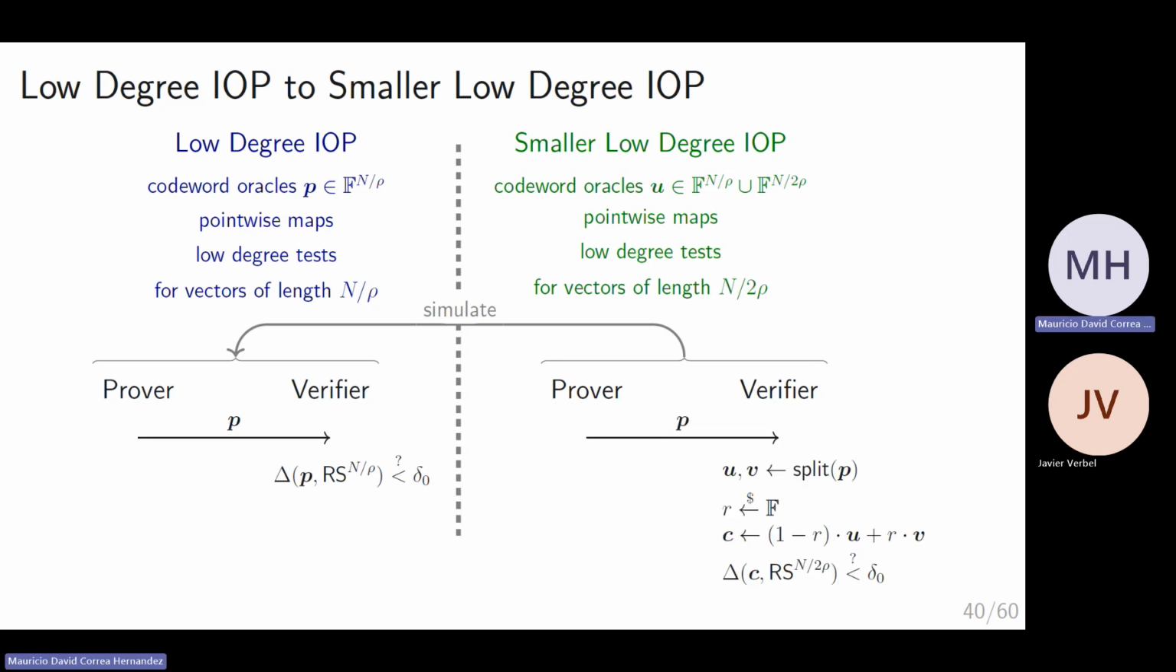What the verifier on the right is going to do is split this vector in two vectors of half the length, the same rate. And then he's going to batch them, and then he's going to test the batched vector using the low degree test of half the length. All right, so the question is, what does this split function look like?